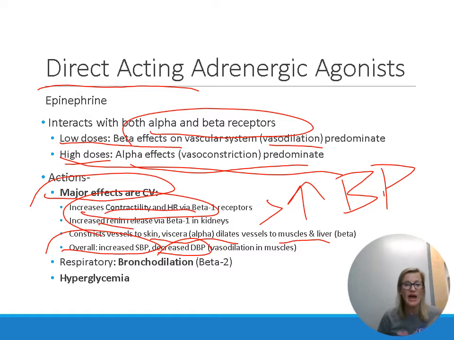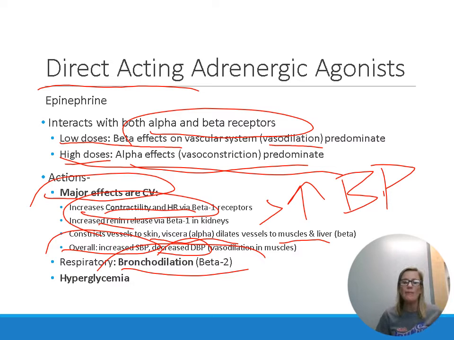Respiratory effects of epinephrine include bronchodilation. So that's why we use epinephrine when someone's having an anaphylactic reaction, an allergic reaction where they're swelling up. We give them an EpiPen, which is epinephrine, because it causes that bronchodilation.